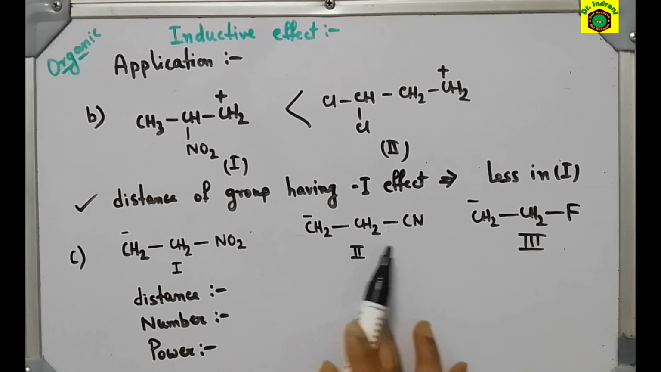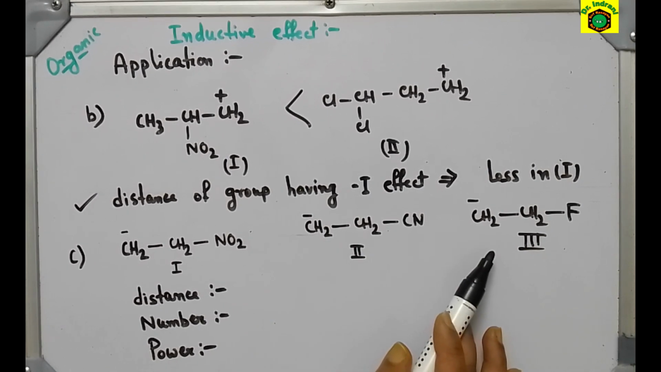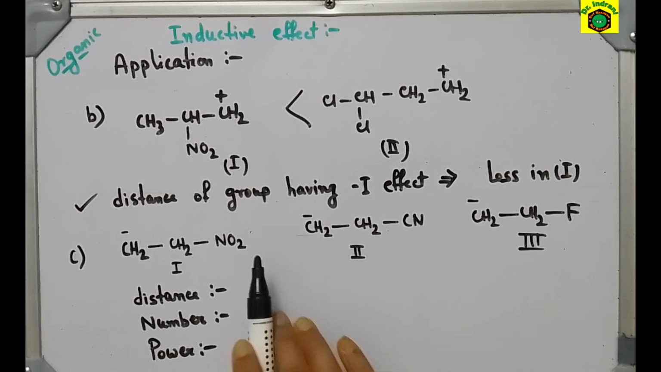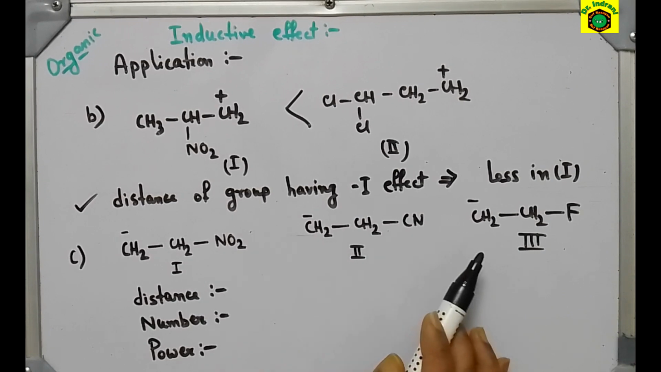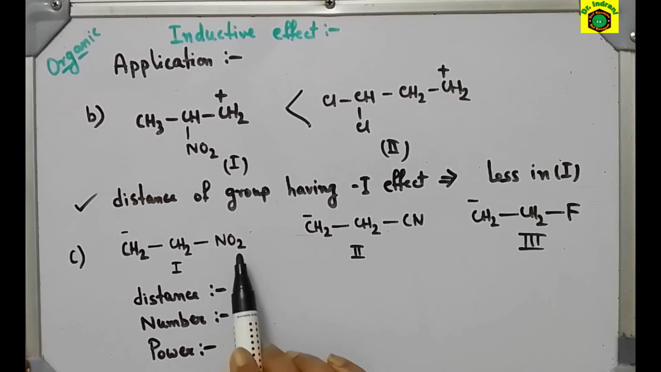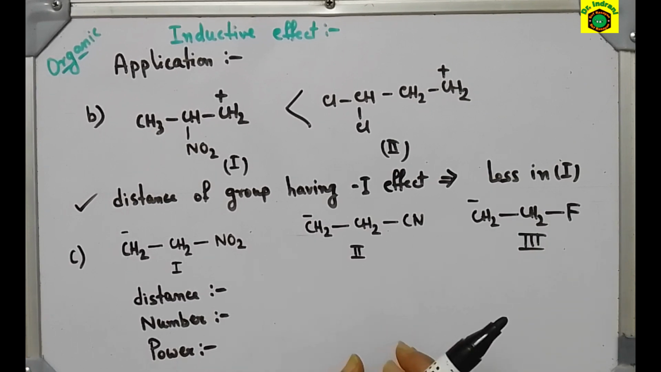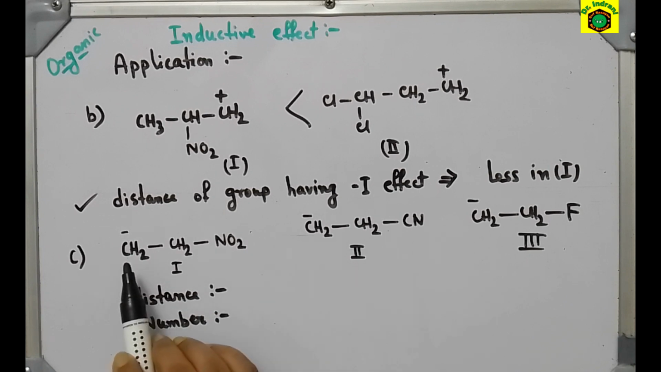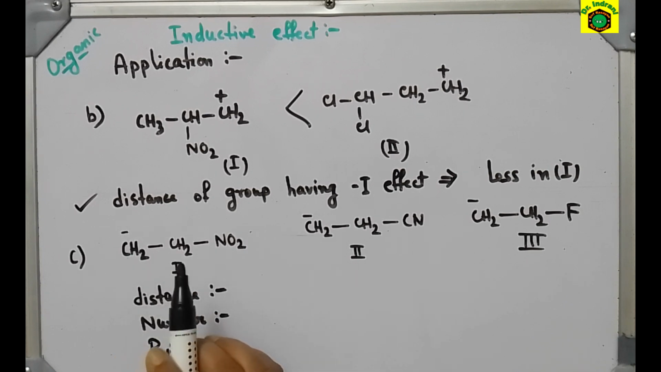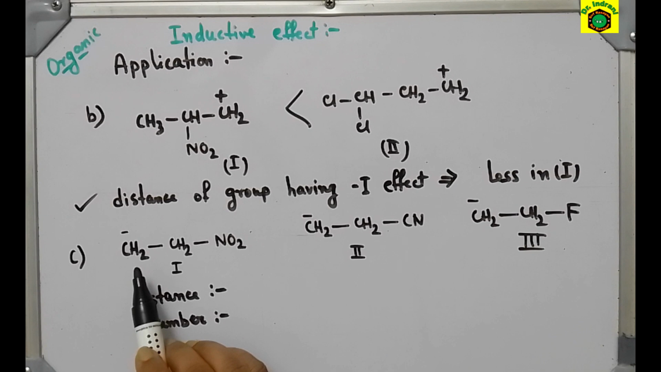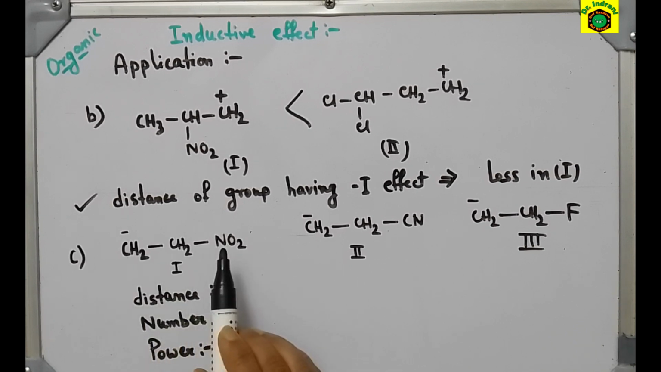Now see, we are having 3 carbanions. Which one is more stable, or what is the order of stability of these 3 species? Now see, these 3 are nitro, cyano, fluoro. All are electron withdrawing groups, means they are having minus I effect. Minus I effect will stabilize the carbanion by neutralization of or minimizing the negative charge density.